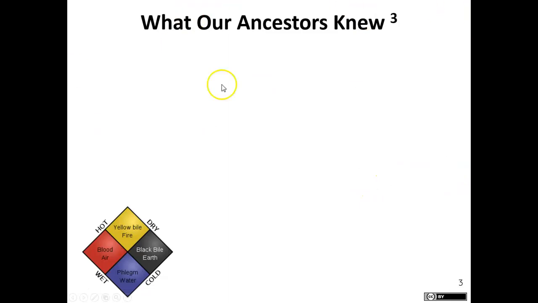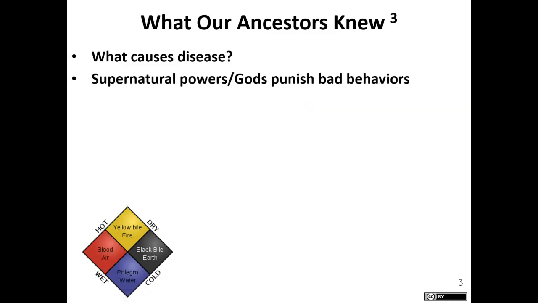So what our ancestors knew. This is the first part of this chapter. And one of the first things that I always like to talk about is what causes disease. Today we know that diseases can be caused by a lot of different things. They can be caused by our genetics. They can be caused by our habits. And a lot of times diseases are caused by microbes. Some are living and some are non-living, but microbes cause a lot of the diseases that we face.